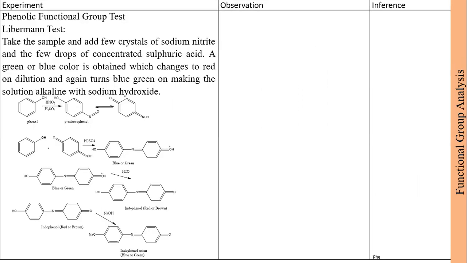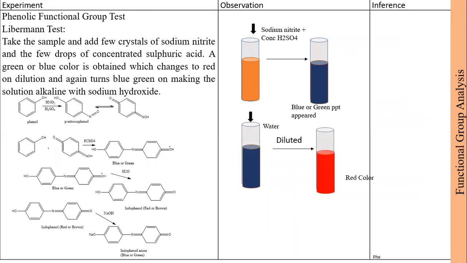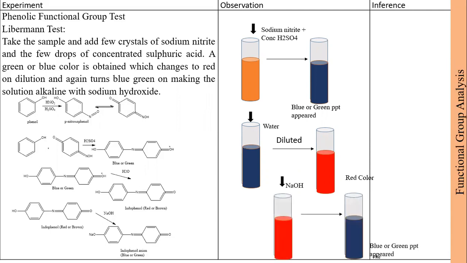Another test for phenolic group detection is the Liebermann test. In that, we take the sample and we add sodium nitrite and concentrated H2SO4. We get a blue or green precipitate. After that, we dilute it with water. What do we get? We get a red color fluorescence. In the same tube, we now add NaOH. Again, we get the blue or green precipitate.